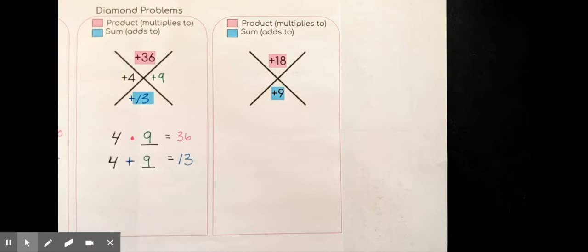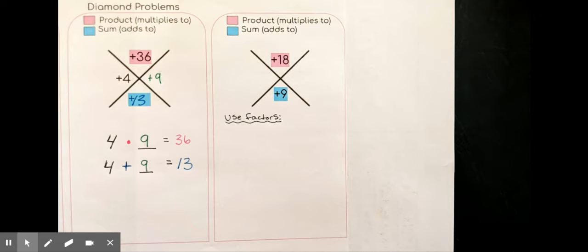So let's go through this one together. So this one, we're given only the product, which is 18, and the sum, which is 9. So what that means is that we need to figure out what factors could possibly make this work. We need to find two numbers that are going to multiply to 18 and add to 9.